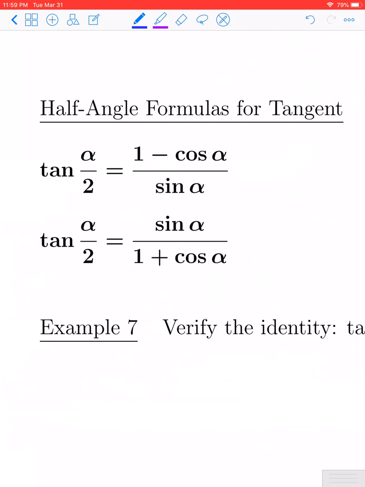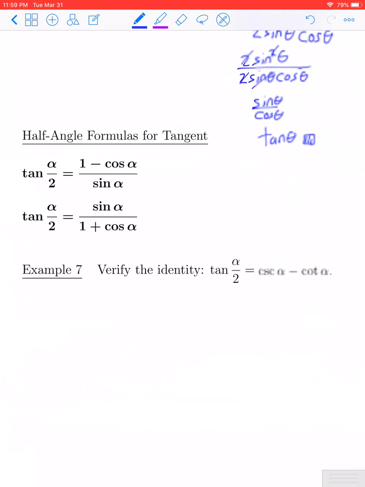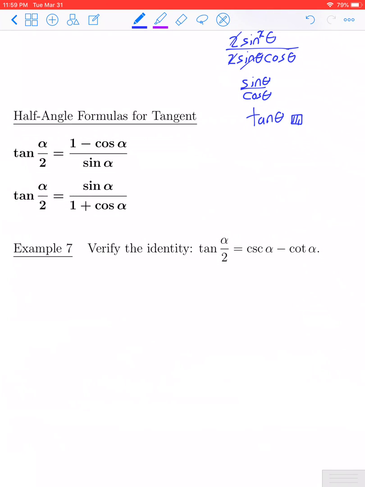The next set of formulas we're going to look at are the half angle formulas for tangent. There's actually 2 different ones we could use. The tangent of alpha divided by 2 is equal to 1 minus cosine of alpha divided by sine alpha. And the tangent of alpha divided by 2 is also equal to sine of alpha divided by 1 plus cosine alpha. Let's take a look at example 7. We have the tangent of alpha divided by 2 is equal to the cosecant of alpha minus the cotangent of alpha.